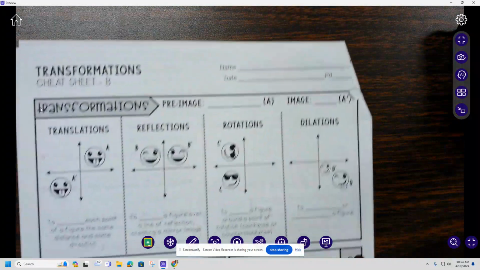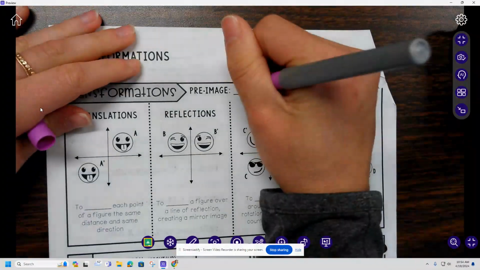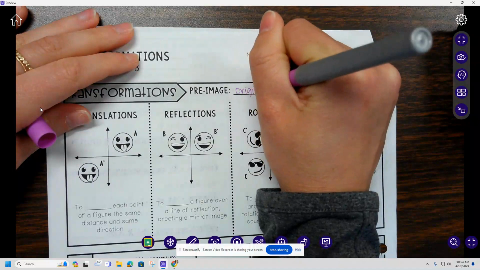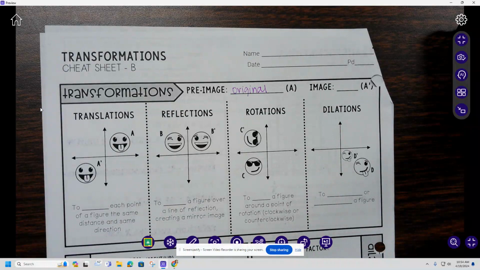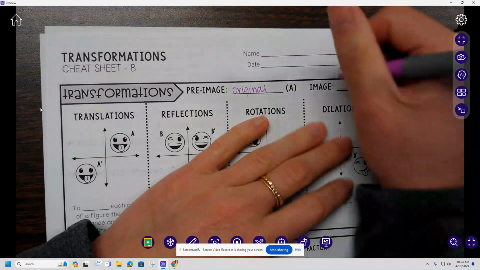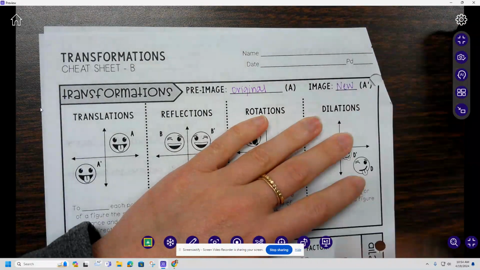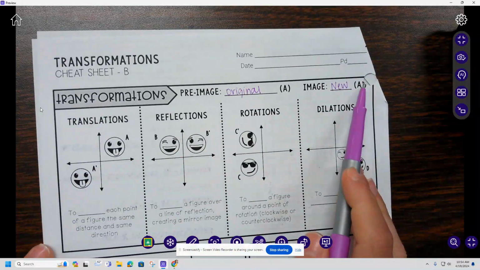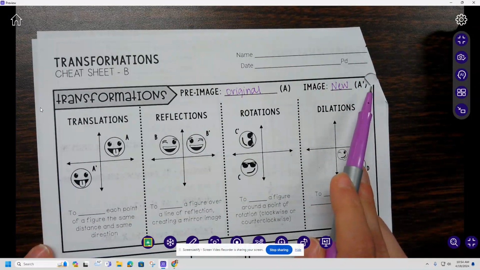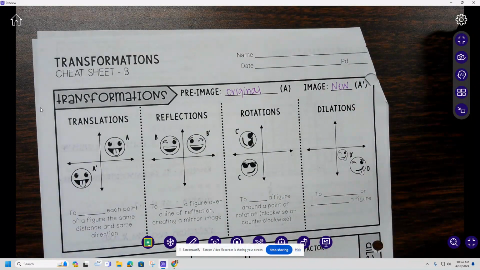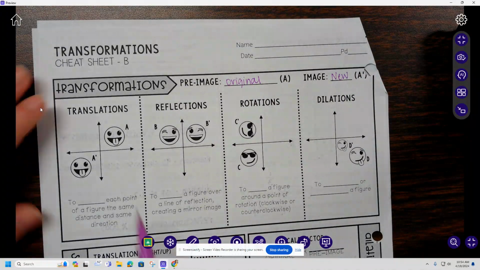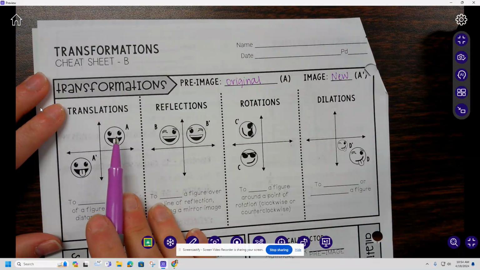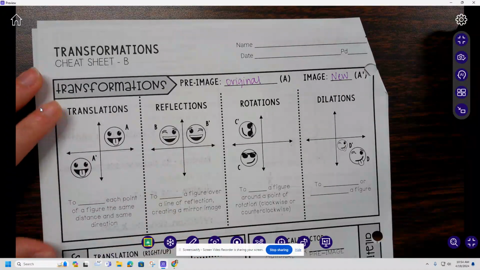Transformations. Your pre-image is the original image, and it can be described by A or whatever letter they want. And then the image is your new image, and that is denoted by A, the original A, and then a little apostrophe meaning A prime, meaning it's the new one. All right, so translations. I'm going from quadrant 1, and I'm sliding to quadrant 3.